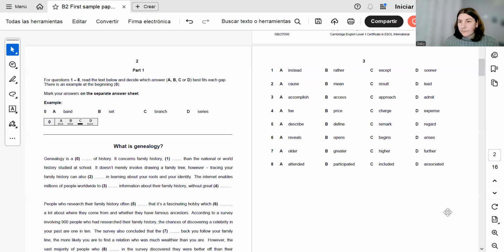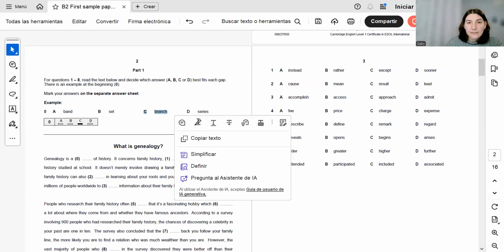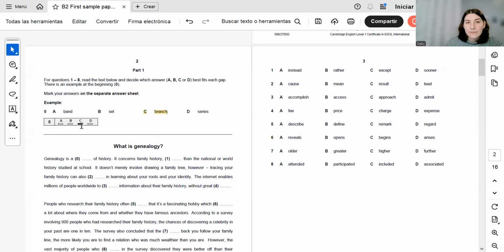now. Okay, well, so what is genealogy? Here you have an example. Genealogy is a branch of history. And here they have marked, and this is how you have to mark on the answer sheet. You have to fill in that rectangle. So it's a branch of history. It concerns family history.